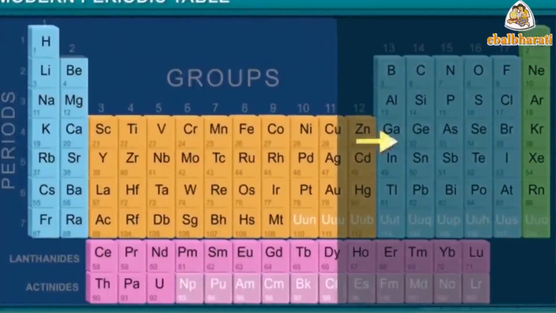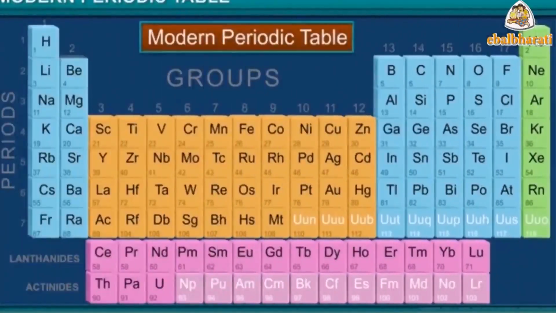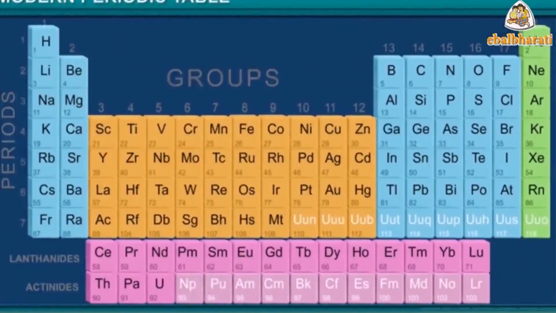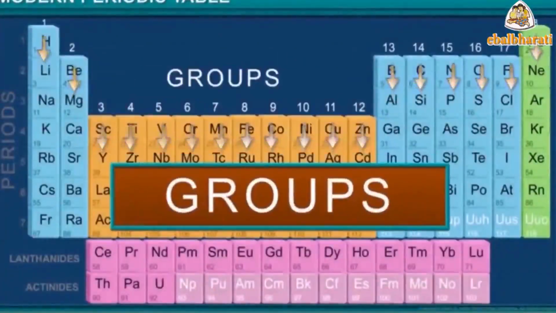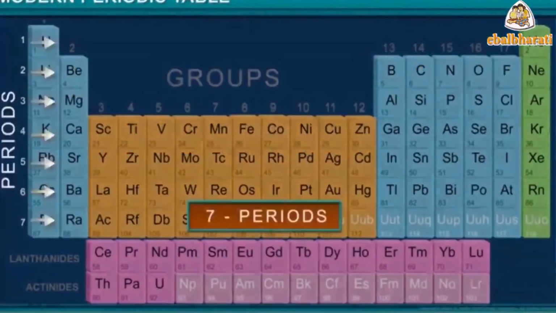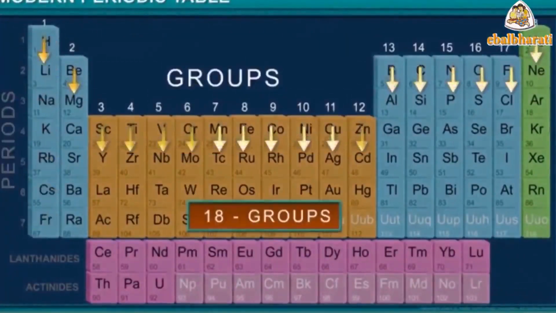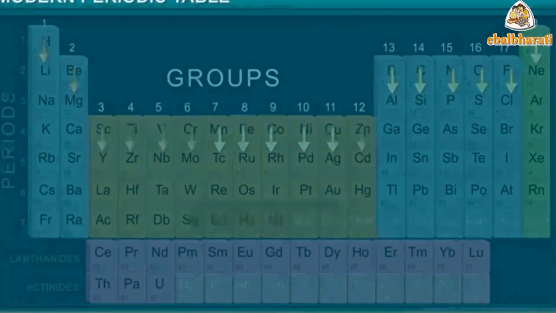Take a look at this periodic table. The modern periodic table has horizontal rows intersecting the vertical columns, giving rise to a number of boxes. The horizontal rows are called periods and the vertical columns are called groups. There are 7 periods numbered 1 to 7 and 18 groups numbered 1 to 18.